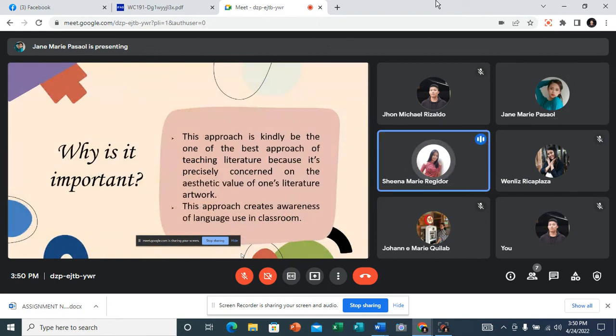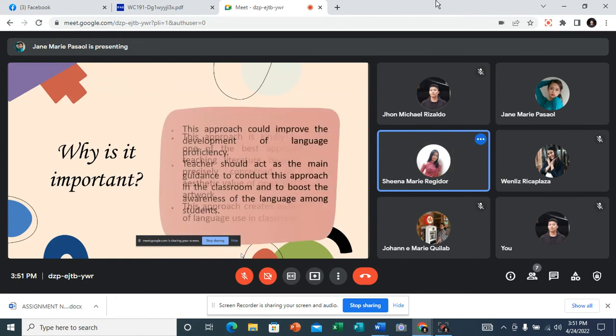So why do you think language-based approach is important? So because this approach can be one of the best approaches of teaching literature because of its precise concern on the aesthetic value of one's literature. Also, this approach creates awareness of the language used in classroom. So next slide. And besides that, this approach could improve the development of language proficiency. Teachers should act as the main guidance to conduct this approach in the classroom and to boost the awareness of the language among students.